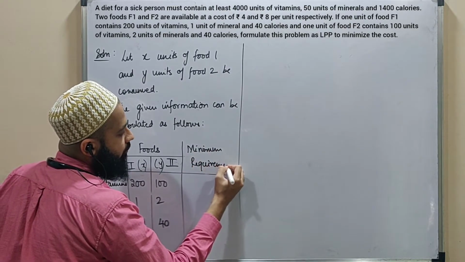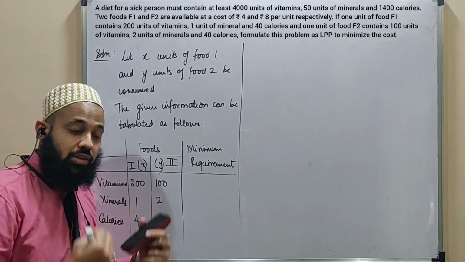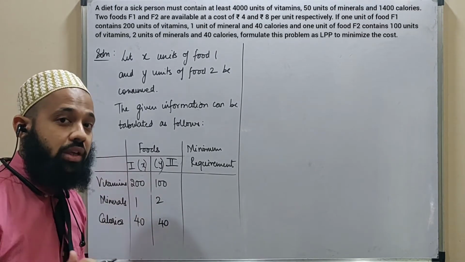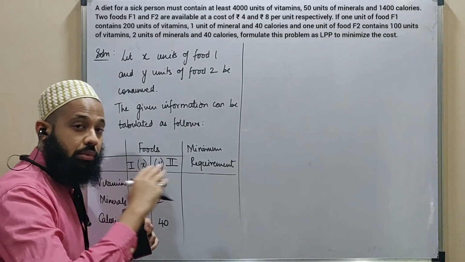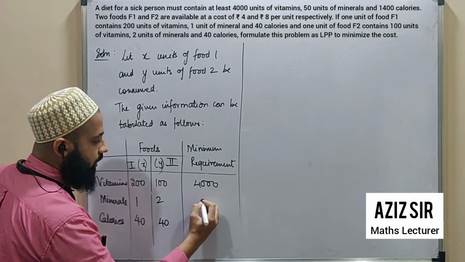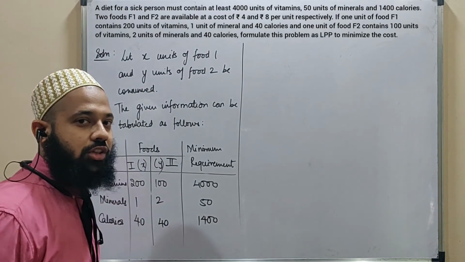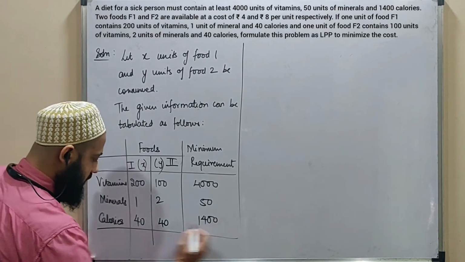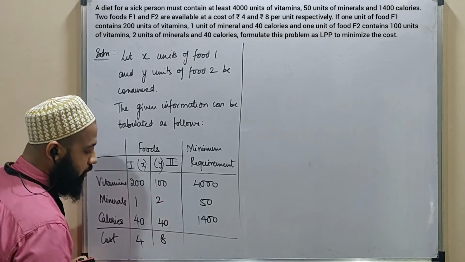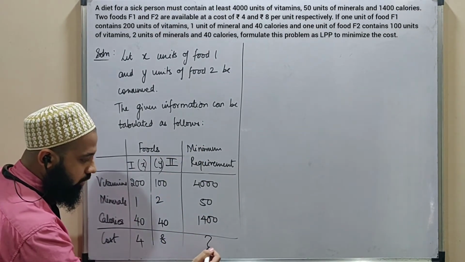Well, by now you've already identified that this sum is for minimizing, because you're going to go to the shop and you're going to purchase some products. It's going to cost you some money, and you will always want to minimize that, right? So it is a minimization problem. You have minimum requirement over here. We had 4000 for vitamins, we had 50 for your minerals, and for calories we had 1400. They also spoke about the cost in the second line, but we have not used it yet because it comes here. So the cost of the first one is 4 rupees while the second one is 8 rupees, and that is what you want to minimize. So minimizing the cost, this is what you're looking for.